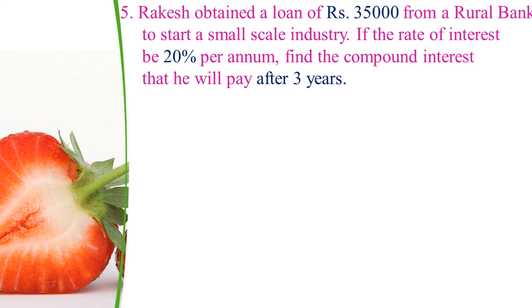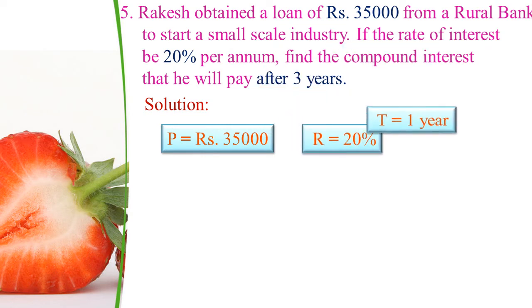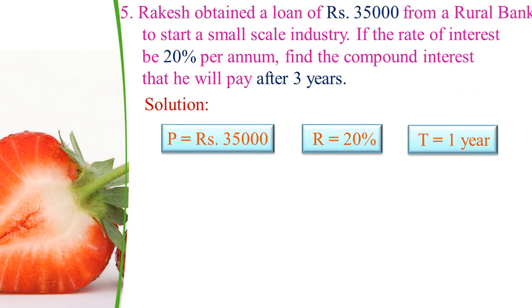Rakesh obtained a loan of rupees 35,000 from a rural bank to start a small scale industry. If the rate of interest be 20% per annum, find the compound interest that he will pay after 3 years. Solution. Here given principal is rupees 35,000, rate of interest is 20% per annum and time is 1 year.